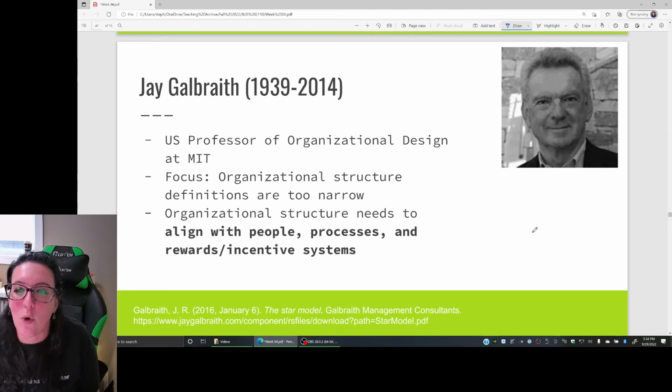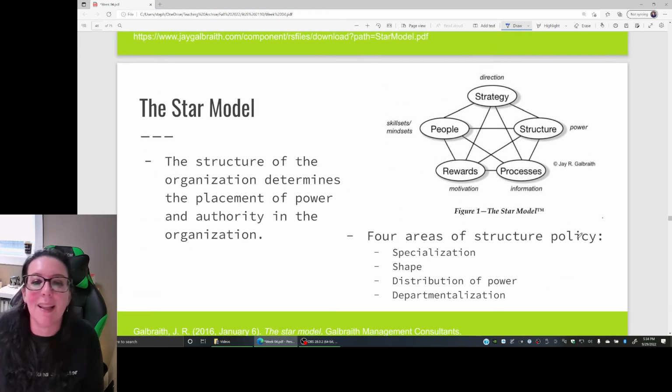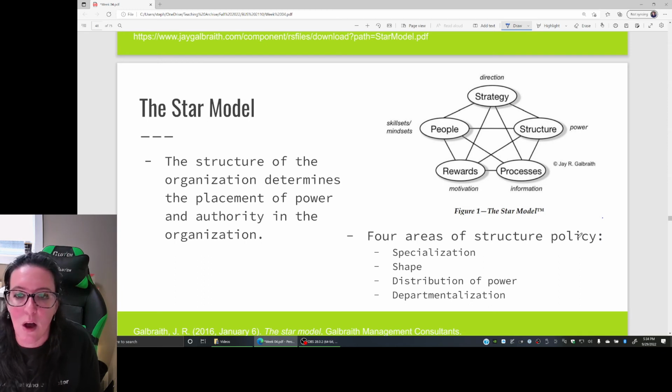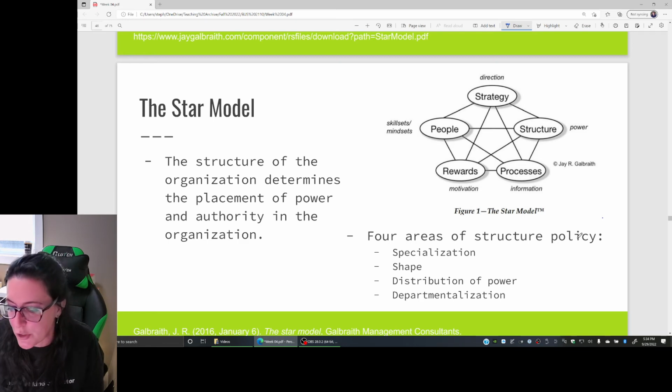And his view is that organizational structure needs to align with the people that you have. So based on their skills and how they function, you choose an organizational structure. What are your processes? What kind of rewards or incentive systems do you have? That will determine your organizational structure. So really it's about alignment with other aspects of your organization, from people's motivations and skills to the vision you have for your organization in terms of the strategy. What are we trying to accomplish?